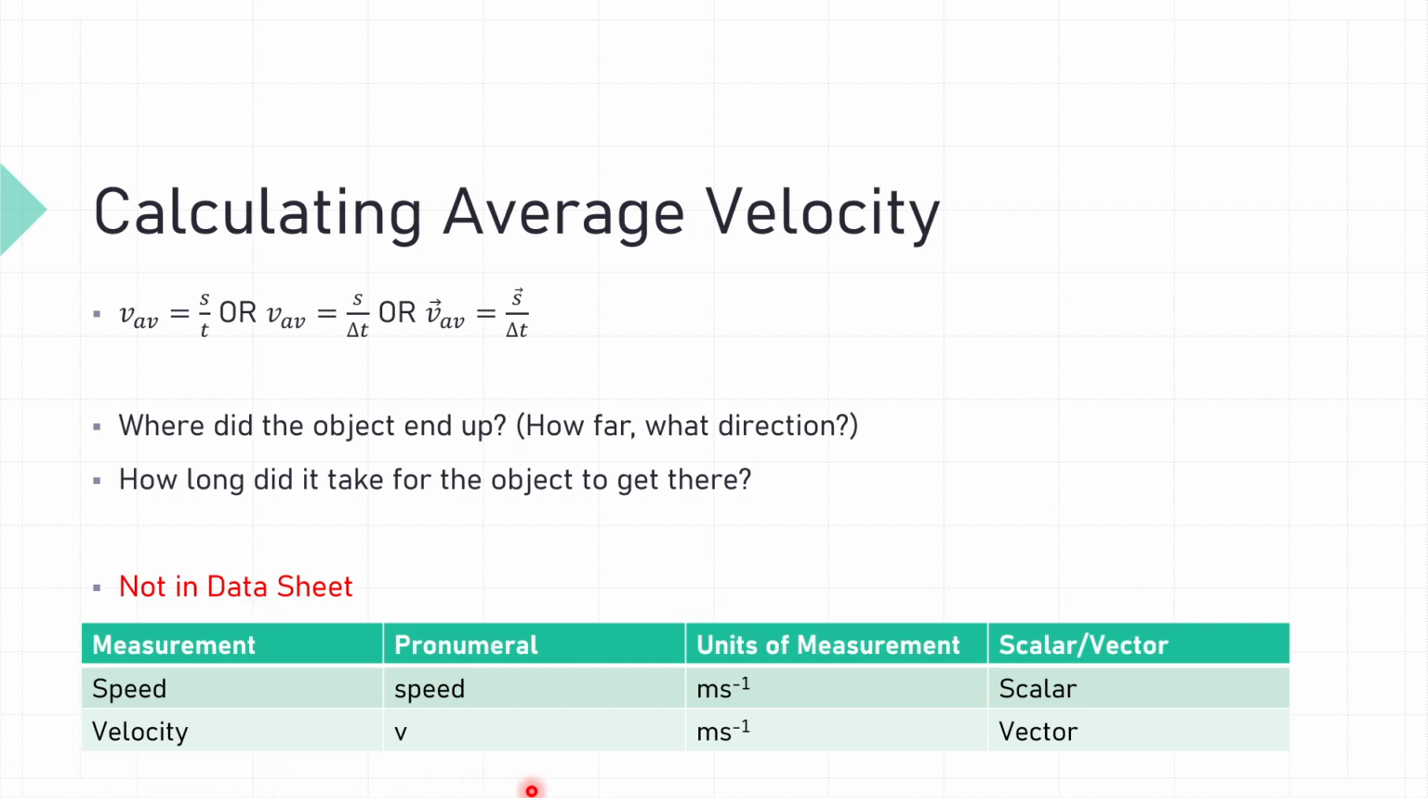Keeping in mind, when calculating velocity, we are looking for pronumeral V. That's kind of what we see here, just with the little addition of AV indicating that we're working with an average velocity. Units of measurement, meters per second. It is a vector quantity, so again, direction is something that we are looking for in a final answer.